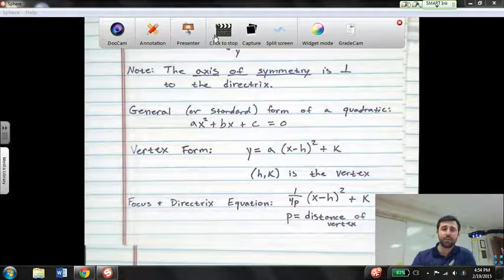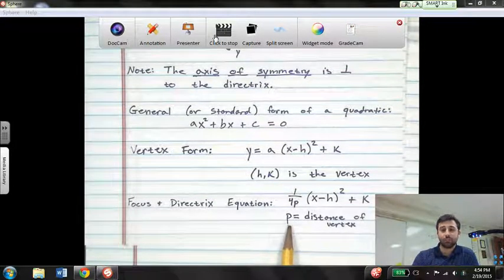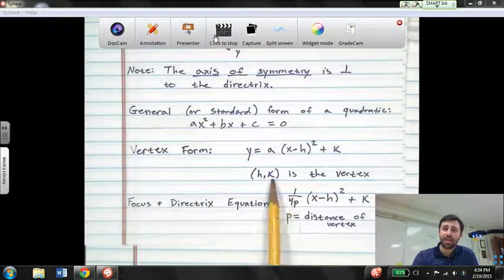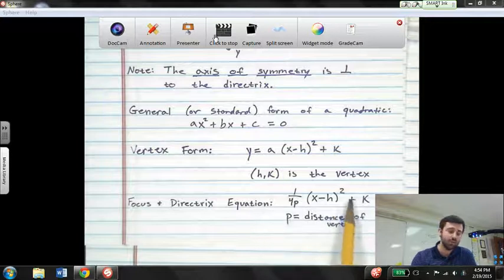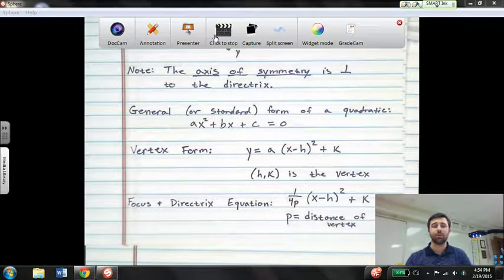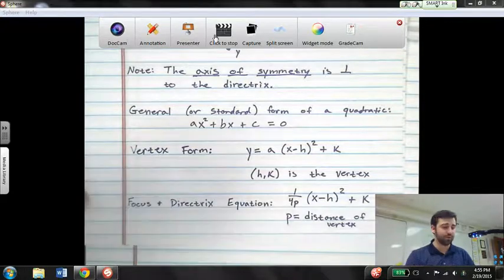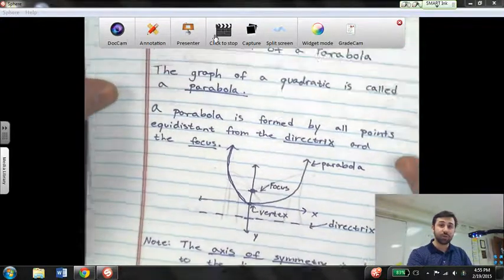However, the distance the vertex is from the focus or the directrix is explained as a value of p. We use that value of p to come up with the a coefficient from vertex form, using the constant 1 over 4 times p. This equation is extremely important when we are trying to find the equation of a parabola given the focus and directrix. So let's look at what that looks like.